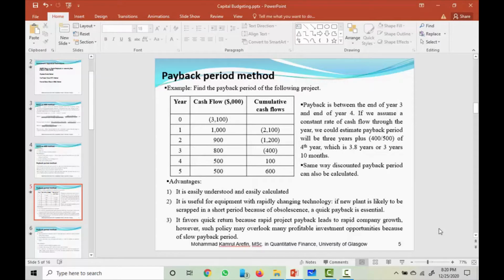So such projects, if you consider only payback period as your criteria of evaluation, projects with good cash flows for a longer period will not be evaluated or may not be considered. So that means you may have some projects that will give you very good amount of cash flows for longer period, but these projects may not give you quick payback. Because of that, you may not consider those projects if you use only payback period criteria for your evaluation.